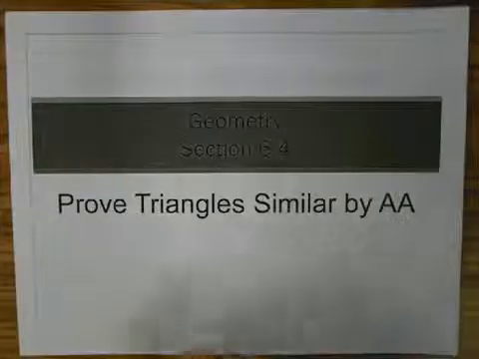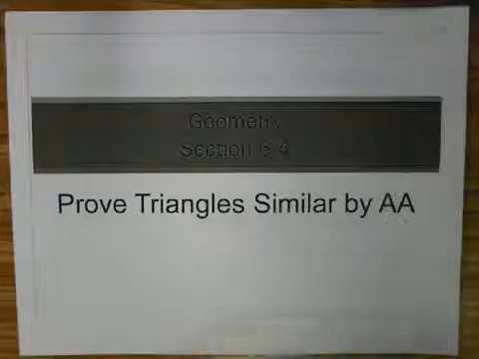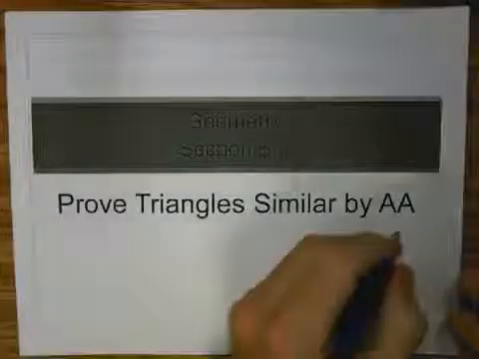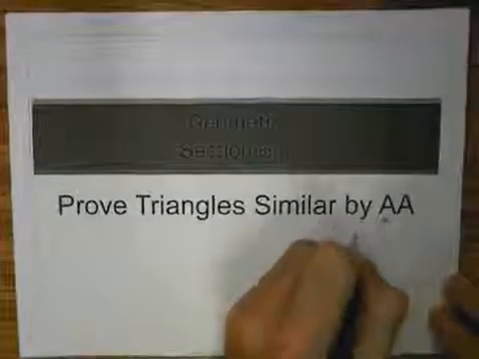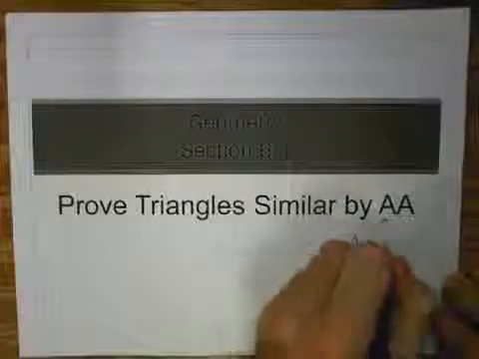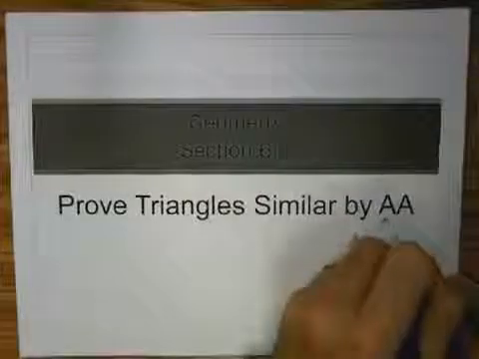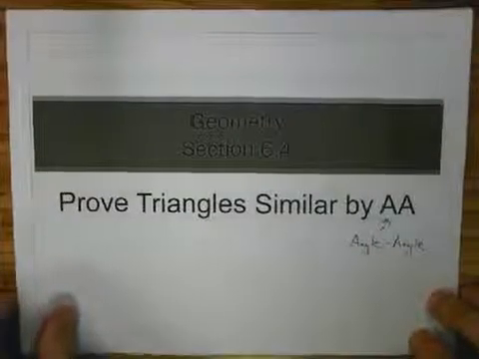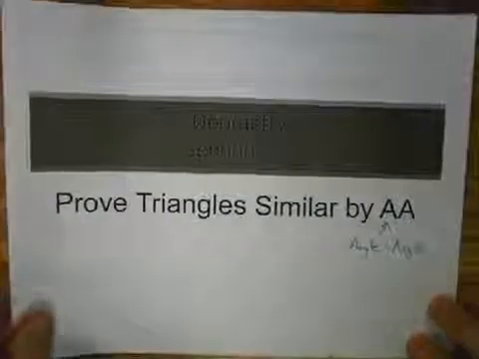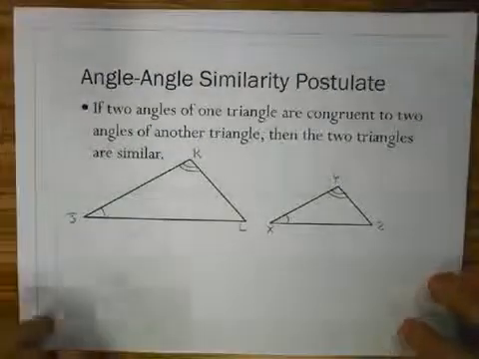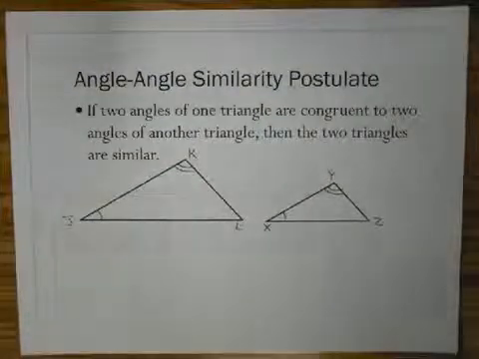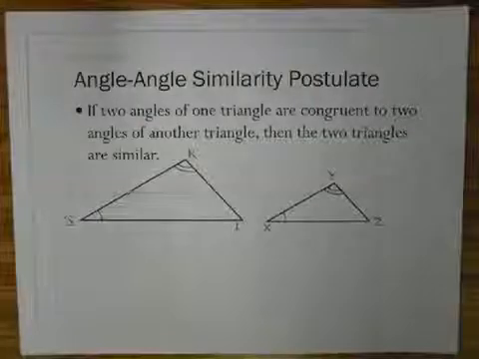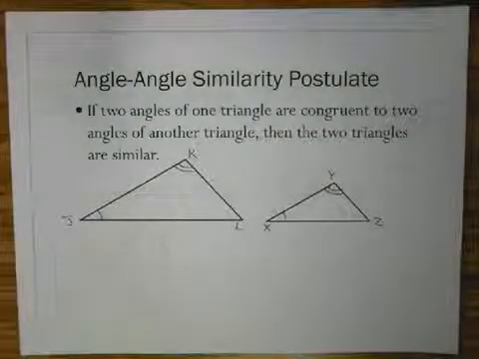Now we're looking at, in section 6.4, proving triangles similar by angle, angle. So our first method in showing similarity. We'll actually have two others in the next section, but this one is angle, angle. So this similarity postulate reads, if two angles of one triangle are congruent to two angles of another triangle, then the two triangles are similar.